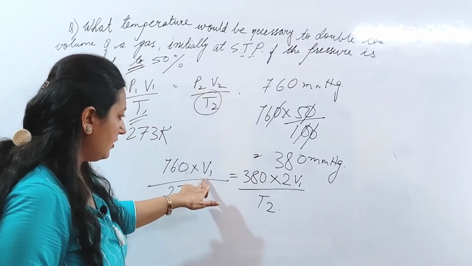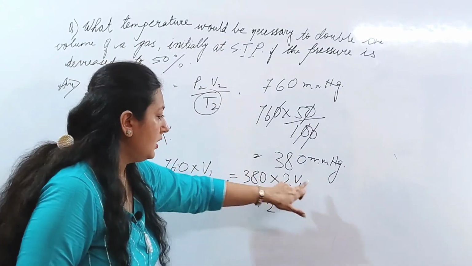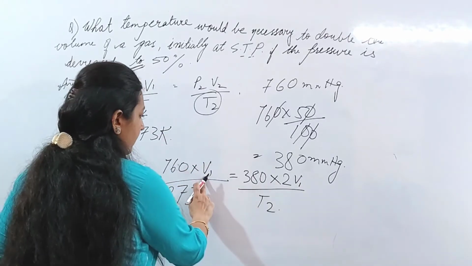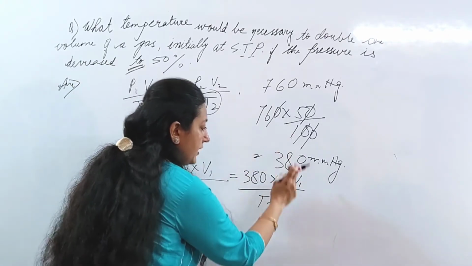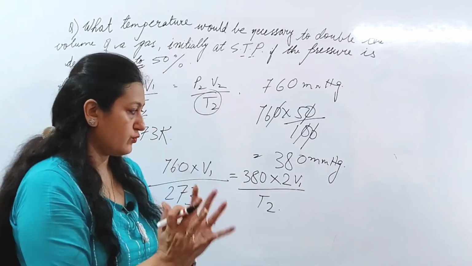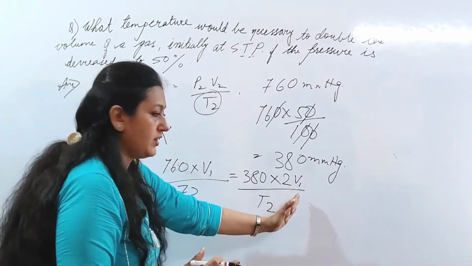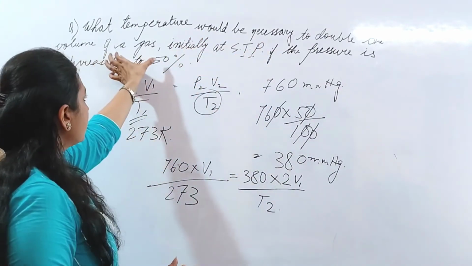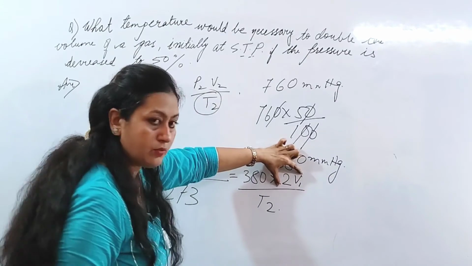If the volume was V1 and I have to double it, I have to find out T2. Clear? This V1 has to be doubled. At this doubled volume, T2. So this 2V1 is V2. What is the value of V2? Twice V1. Clear? If you double the volume of the gas, so we have doubled the volume of the gas.